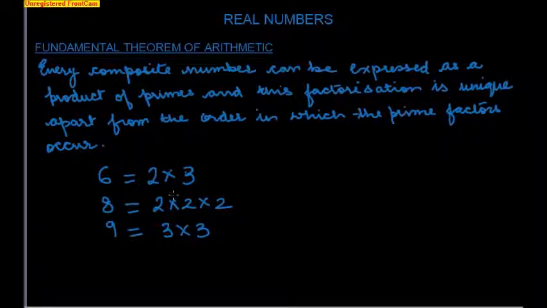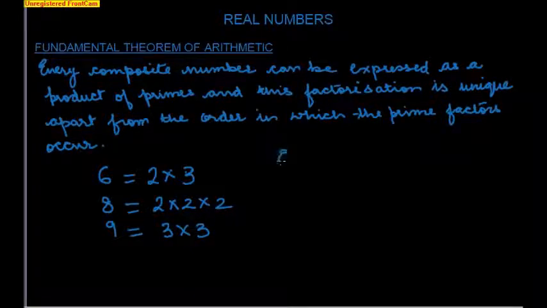Apart from this, the only difference can be that instead of writing 2 into 3, I can write 3 into 2. But as we all know, multiplication is commutative, so it is valid. The prime factorization is unique, but the order of the prime factors can differ.